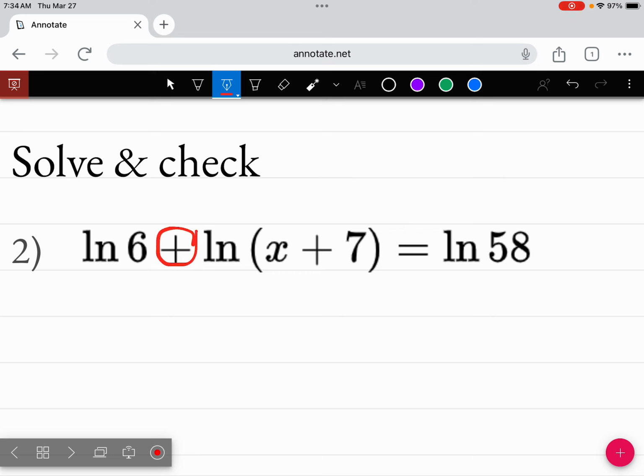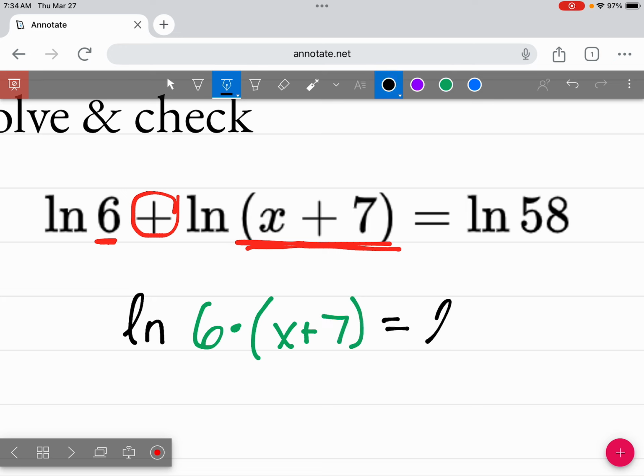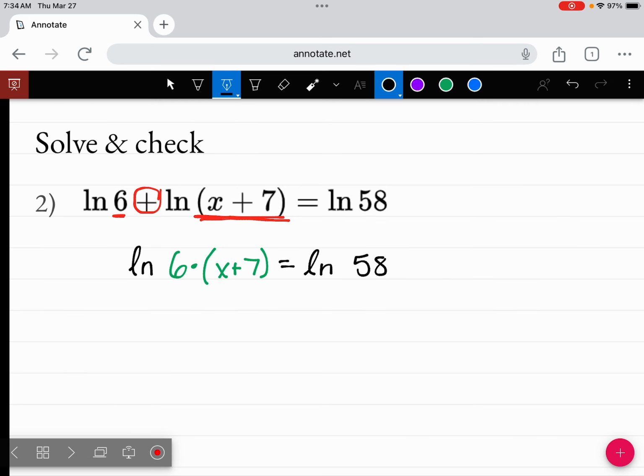So this means I'm going to take this argument and multiply them together. This becomes ln, sorry, I try and do it where it's separate because I know cursive's not a thing we do anymore. 6 times x plus 7. That's our condensed piece here, and then it's going to equal our ln of 58.